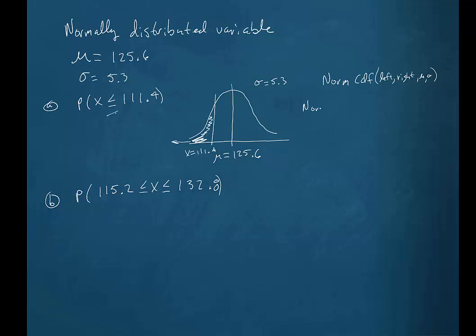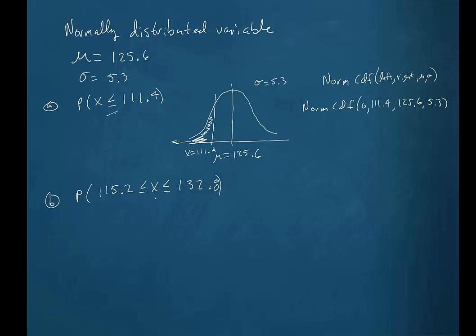A lot of times, what we'll do is use 0, if it's far enough to the left, as that left-hand endpoint. So then we'll put our right-hand endpoint where it ends at 111.4, where our shaded region ends, and then we'll put our mean and our standard deviation and hit enter, and that'll give us our probability.